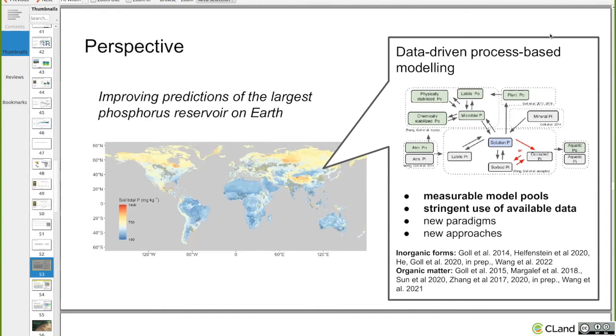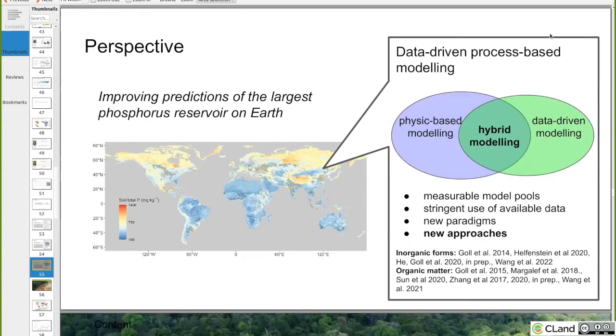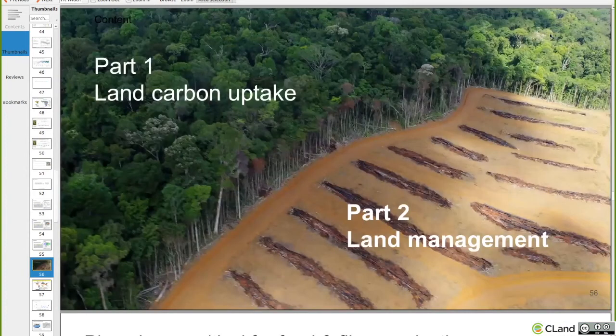And we also couple it increasingly with the atmosphere and with aquatic systems, for example erosion, which is an important phosphorus loss process but is usually not accounted for in global phosphorus models. So we use a lot of data. We try to define measurable pools to make the link to available data easy. We try to make use of new paradigms like the microbial matter. And we also use new approaches where we combine data-driven modeling like machine learning and physics-based, process-based modeling, in particular to improve the interface between observations and rather coarse scale models. So this is the perspective for the future for the first part.